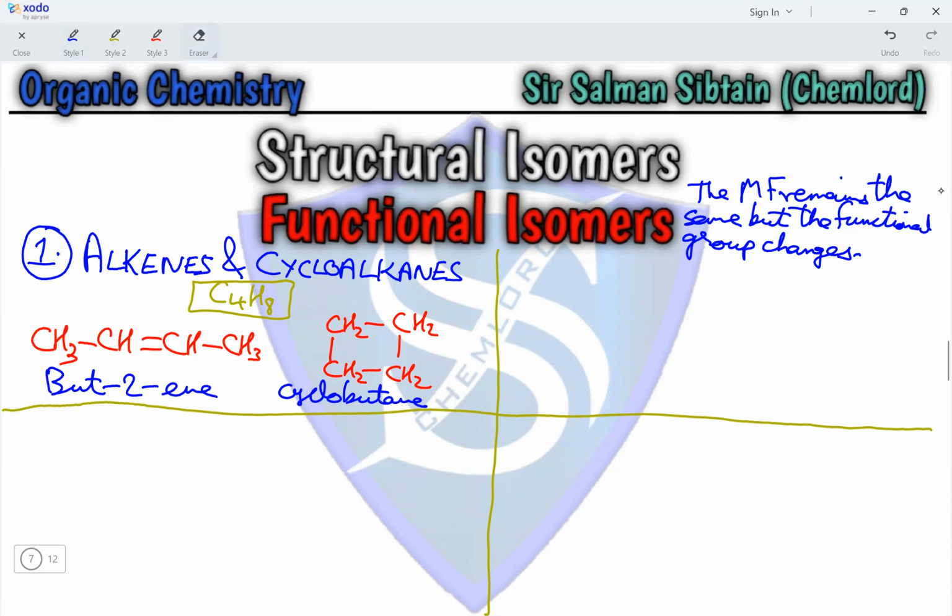It is better to make this CH2 on the left with the carbon being exposed to the other carbon atom in the bond like this, and H2 written this way. So this would be a better way of drawing cyclobutane. So this is the first set of functional isomers that we have seen.